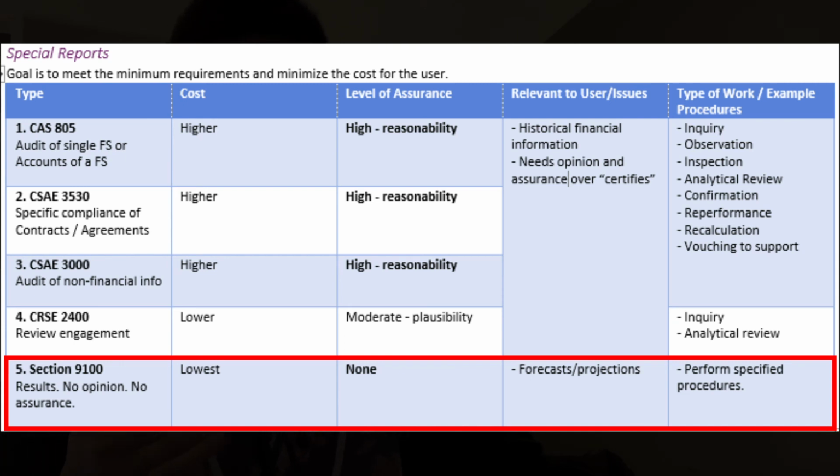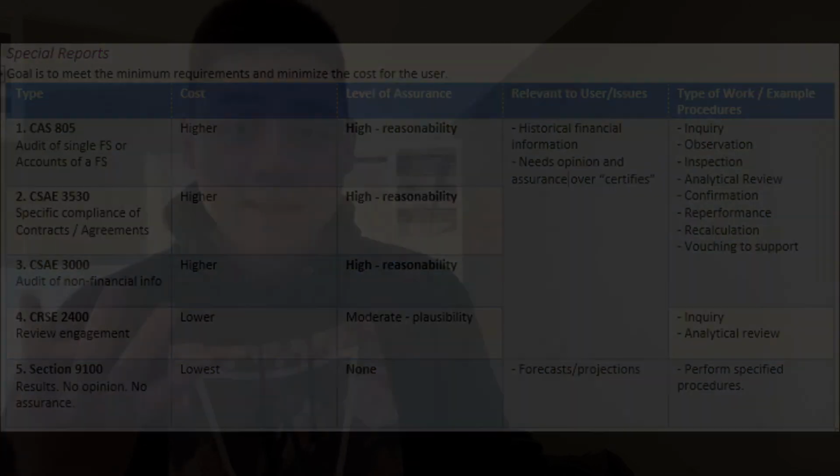So for example, let's say you wanted to perform procedures on the forecast of sales and sales growth. Part of your procedures, you can compare sales growth to industry data, marketing studies, internal budgets, and past information. It is ultimately up to the users to interpret the results for reports under section 9100.